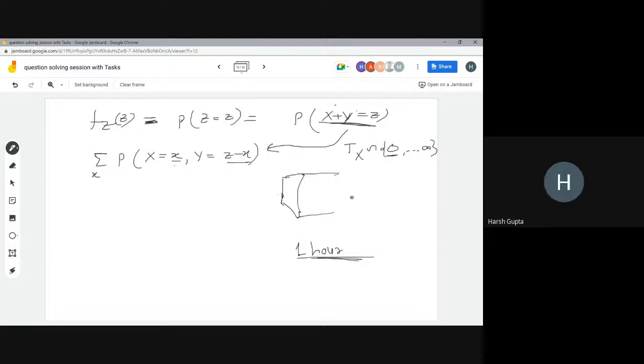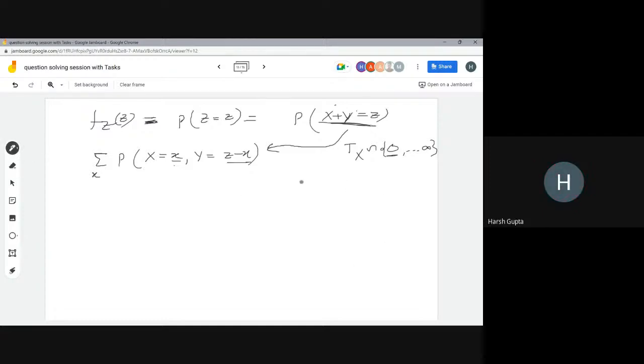Is there any possibility that -1 people will visit the shopping mall? No. So -1 cannot be in the range of x. And why infinity? Because you don't know; infinite people can visit. So that is the range, 0 to infinity. That is the main difference.